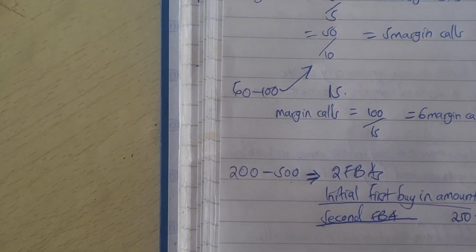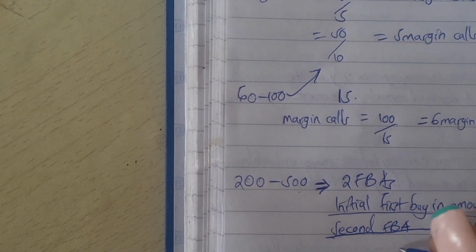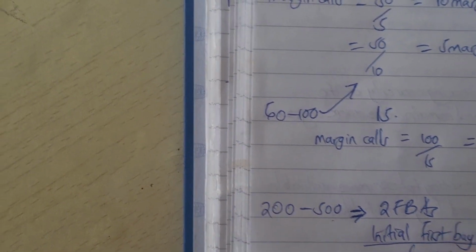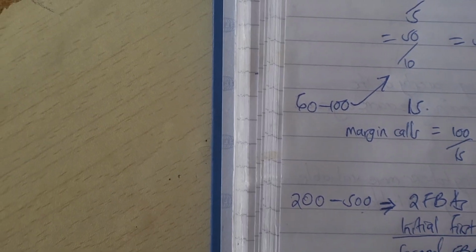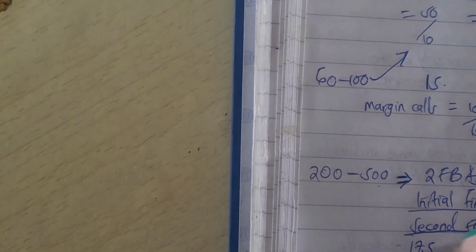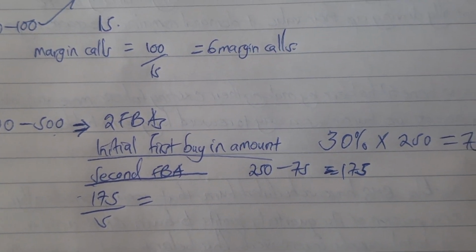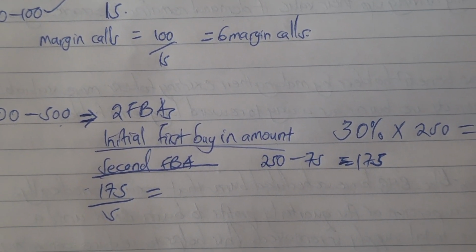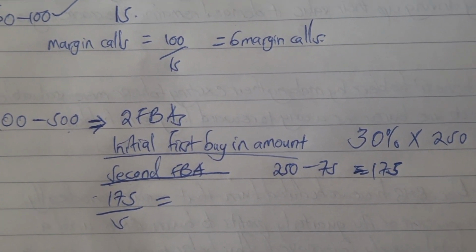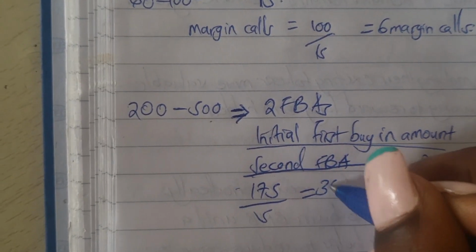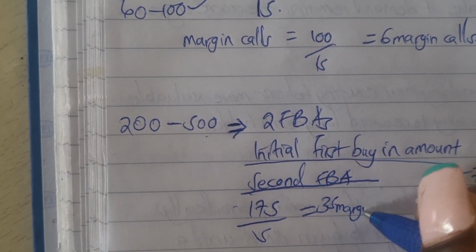Our second first buying amount will be 5. But to get margin calls, it's going to be 175 by 5, which is our first buying amount, and we are going to get 35 margin calls.